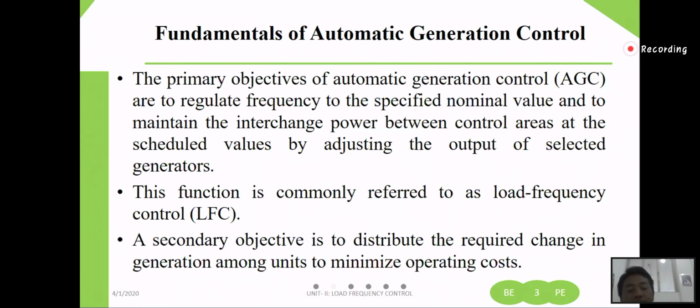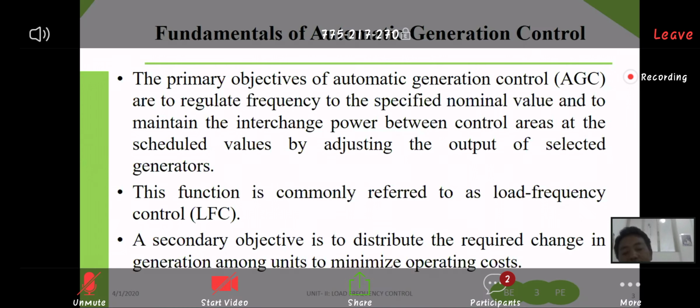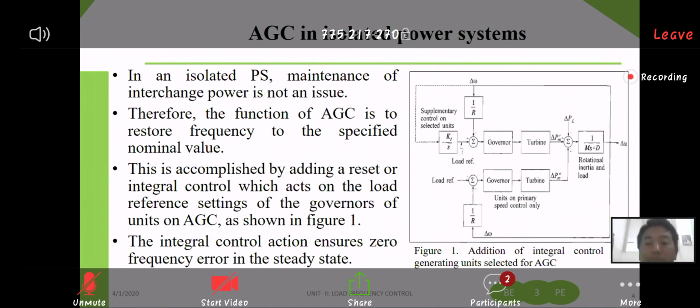And then another objective, which is a secondary objective, is to distribute the required change in generation among units to minimize the operating costs. Okay. So now first we will see this AGC in the isolated power system. Everybody knows what an isolated power system is: a power system which is not connected to the grid.